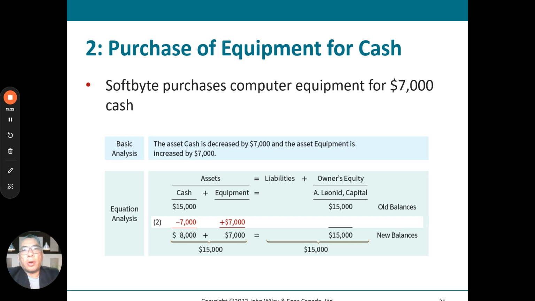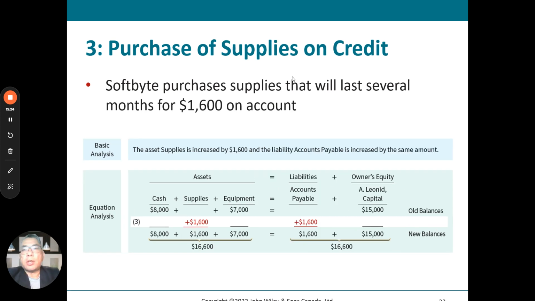Look at the third one. Purchase of supplies on credit. SoftByte purchased supplies that will last several months for 1,600 on account. Asset supplies increased by 1,600. Okay, and the liability accounts payable is increased by the same amount. So you have supplies plus 1,600 on the asset side and liability plus 1,600 on the liability side. Both will be equal. Left and right must balance. Okay, just like walking. If you're not balanced, you're going to be limping. Okay. Look at the next one.